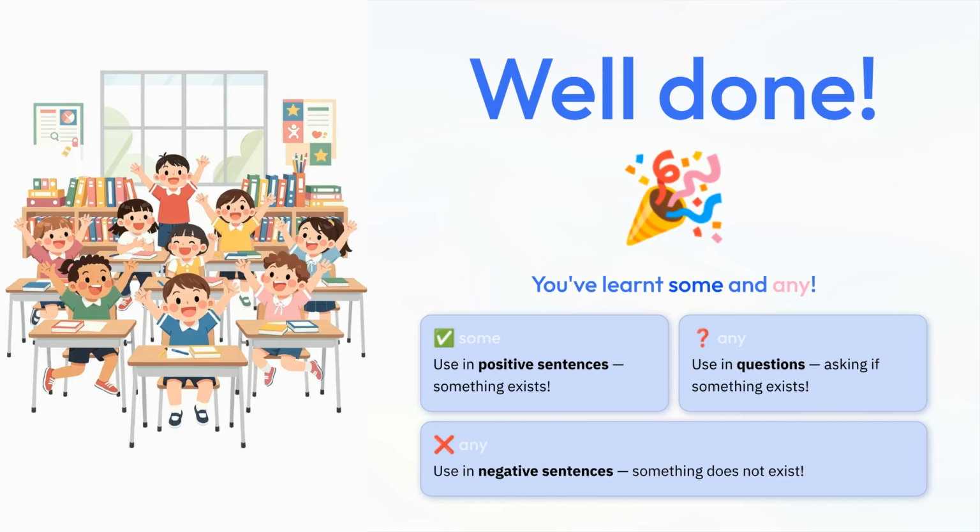You've learned some and any. Use some in positive sentences when something exists. Use any in questions when you are asking if something exists. Use any in negative sentences when something does not exist. Great job. Keep practicing.